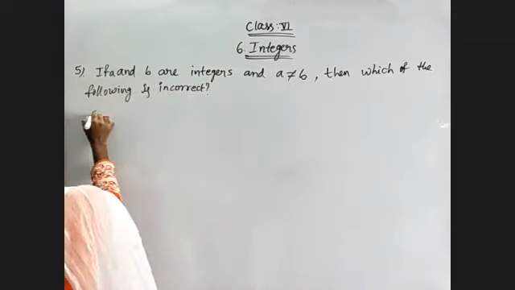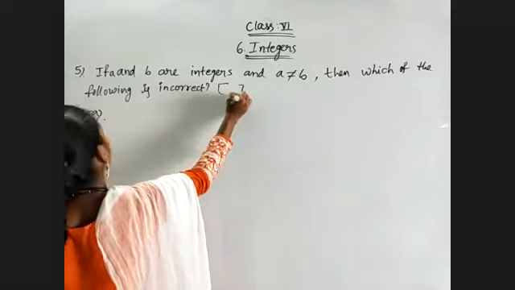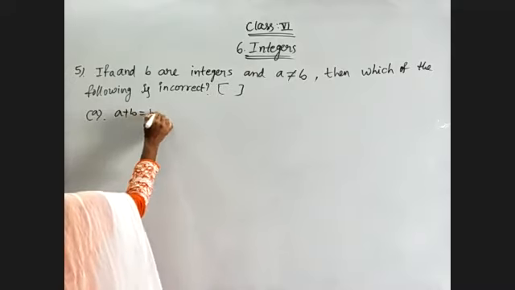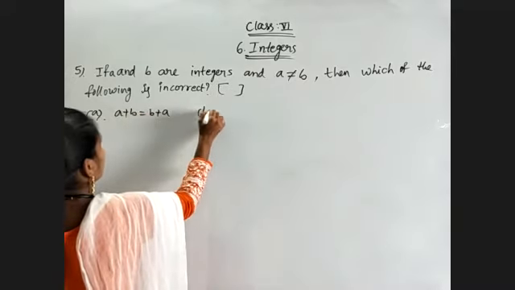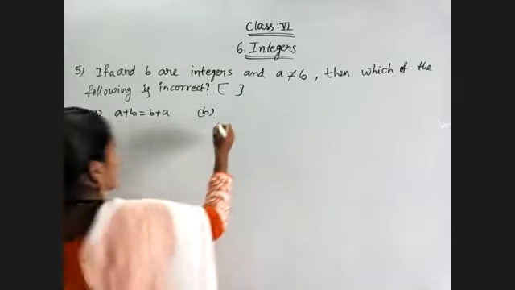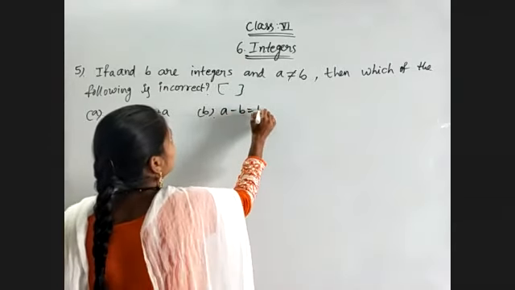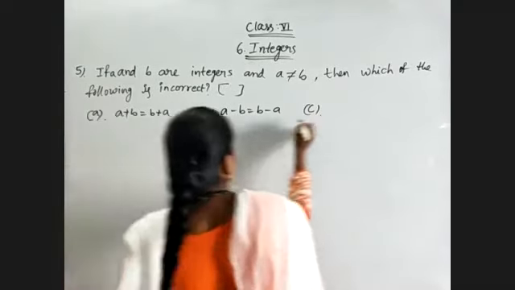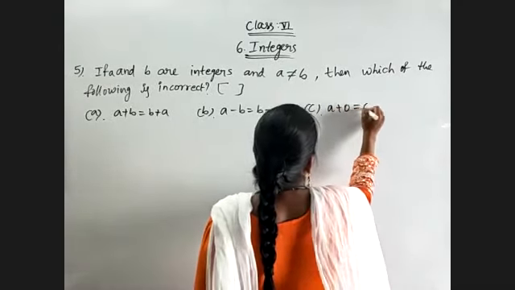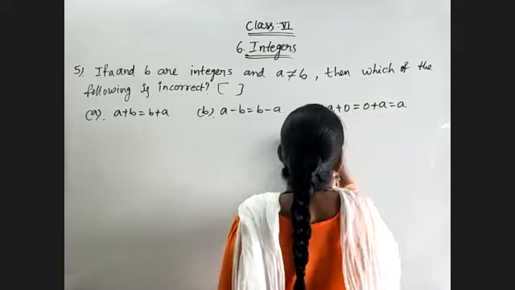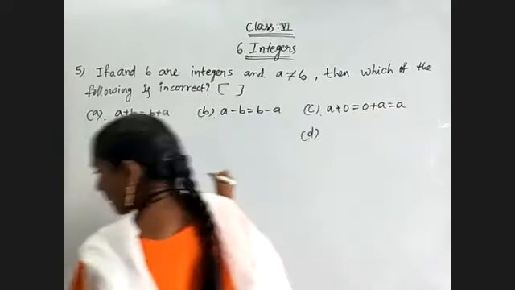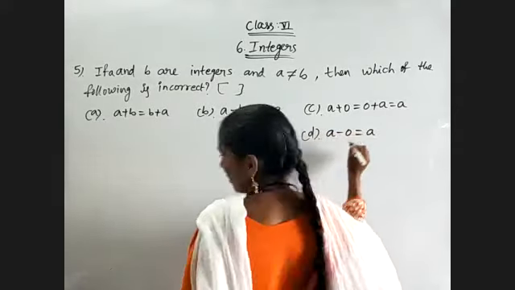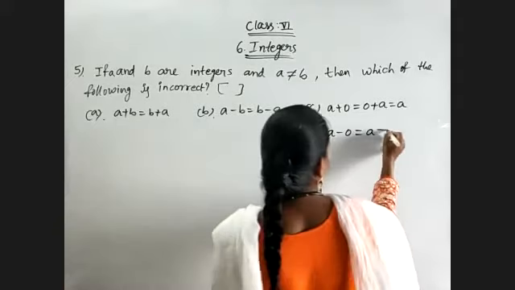And here the options are given like this. A plus B is equal to B plus A. And next one is A minus B is equal to B minus A. And third option is A plus 0 is equal to 0 plus A is equal to A. And fourth option is A minus 0 is equal to A and not equal to 0 minus A.